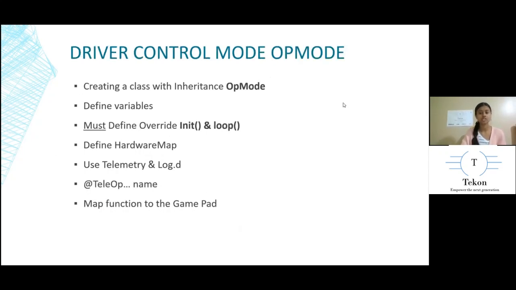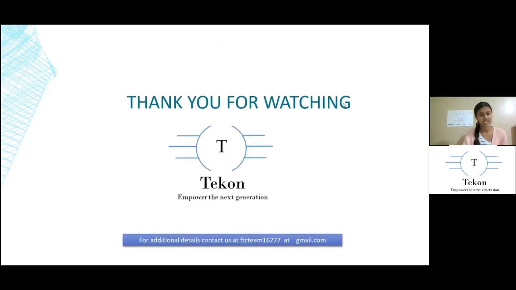For the driver control op mode, you have to create a class with inheritance from OpMode, and you have to define variables. You must define the override init and loop, and you again have to define a hardware map. You can use telemetry and Log.d in driver operated as well in order to see what your robot is doing. And you again use @TeleOp and then the name so that you have it on the phone, and map functions to the gamepad.